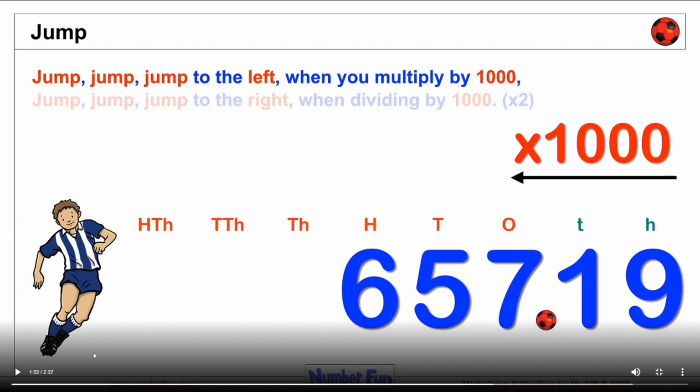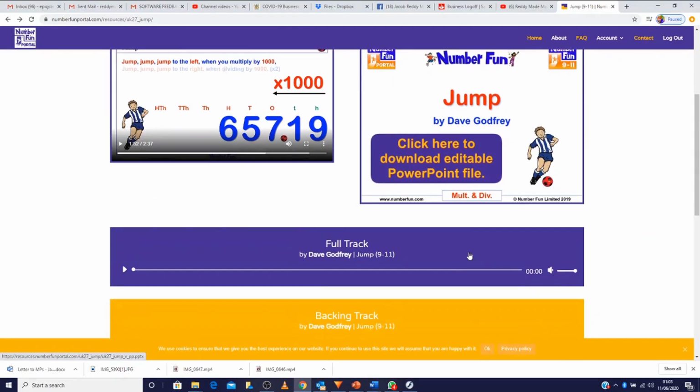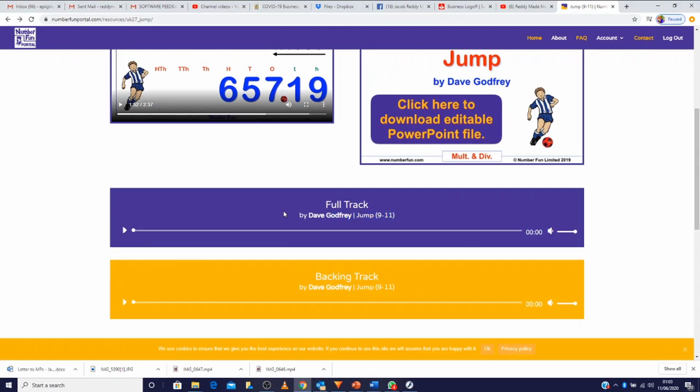So you've got an ICT resource, you've got Jump as a video presentation, but actually I would generally not use this particular presentation. For this song, I'll just come out of it for a minute. We'll put the original song on the full track and use that with children in the hall, or put the backing track on as well. I'll probably just use the full track for this.